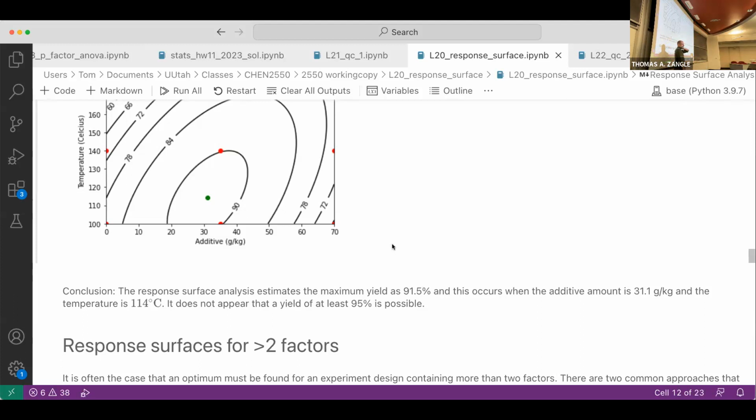Any questions on that, on 2D response surface? Okay, yeah.